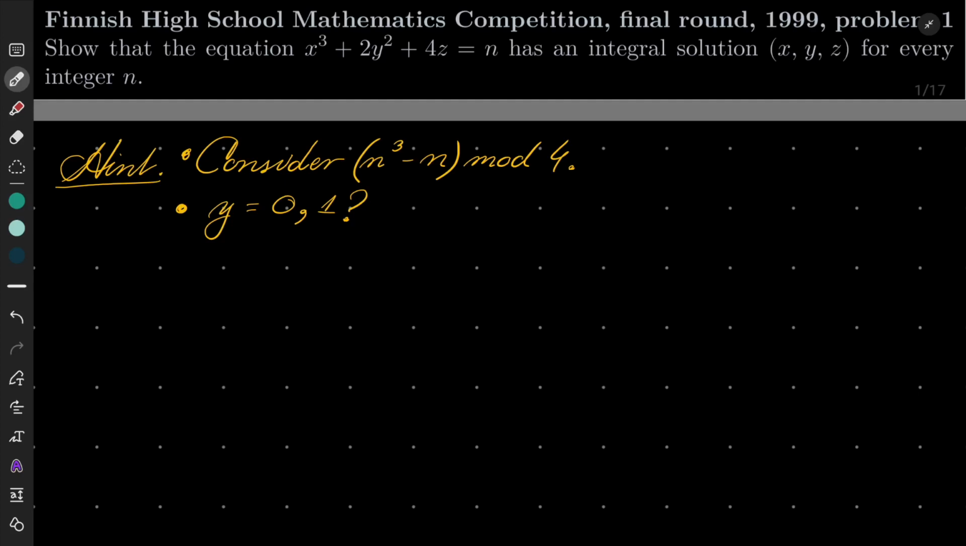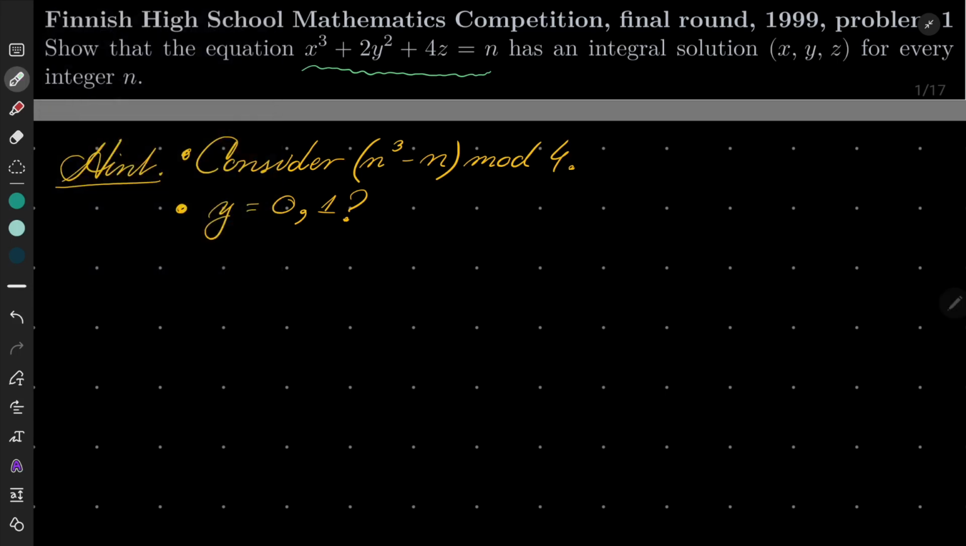Hello friends, in this video I'd like to solve the following problem from the Finnish high school mathematics competition final round 1999, problem number 1. We want to show that the equation x cubed plus 2 times y squared plus 4 times z equals n has an integral triple of solution x, y, z for every integer n.